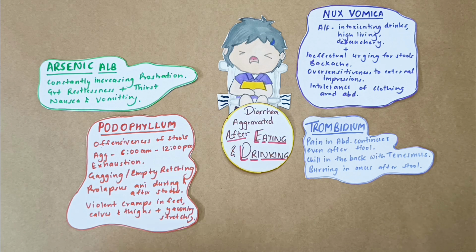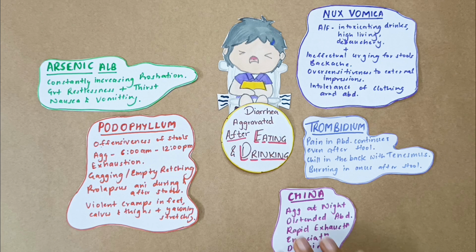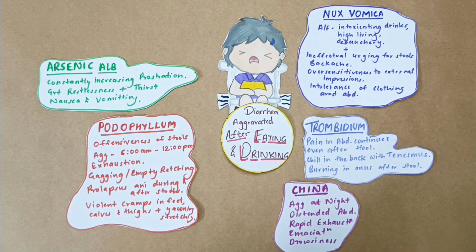Moving on to the next remedy, there's China, in which there is aggravation at night, and there's a distended abdomen that we see these patients have, which is a very common symptom of China. And we see that there's rapid exhaustion again, which is a very important keynote of China, emaciation, drowsiness.